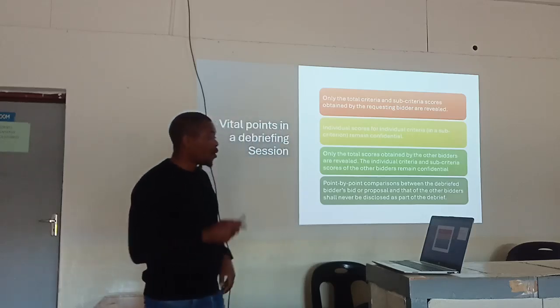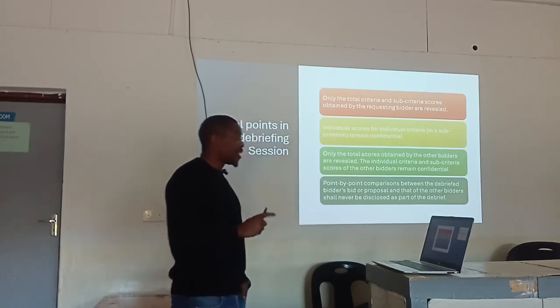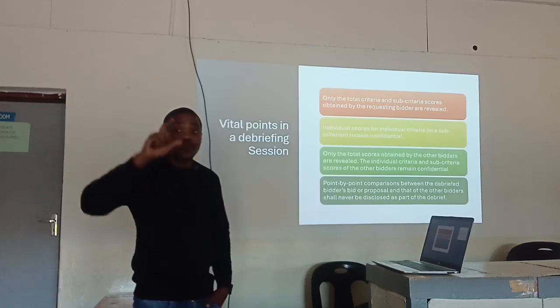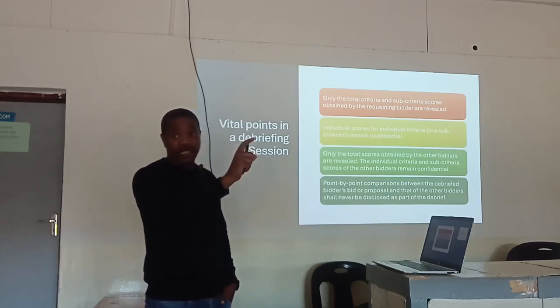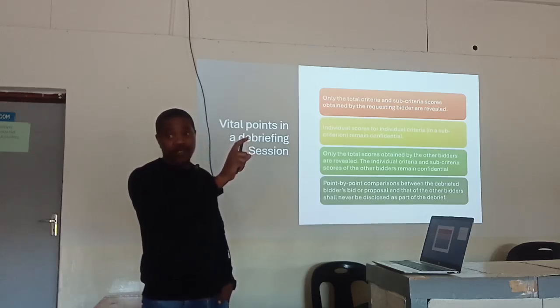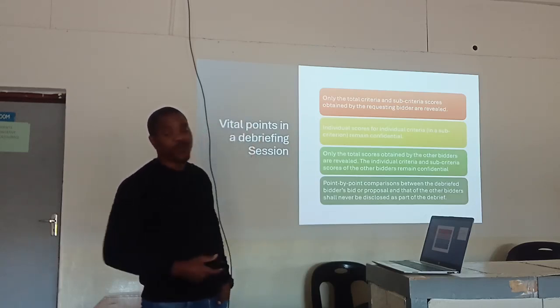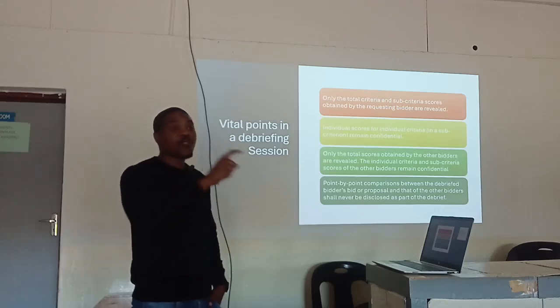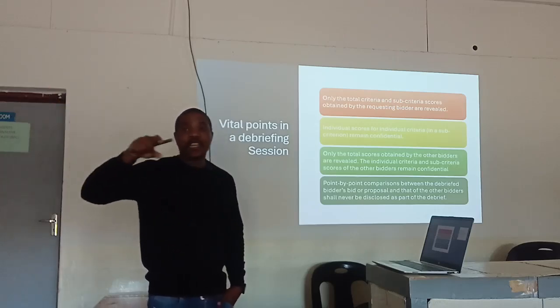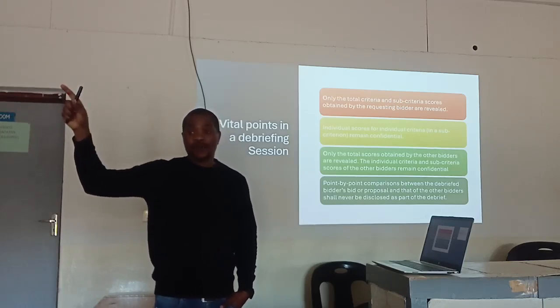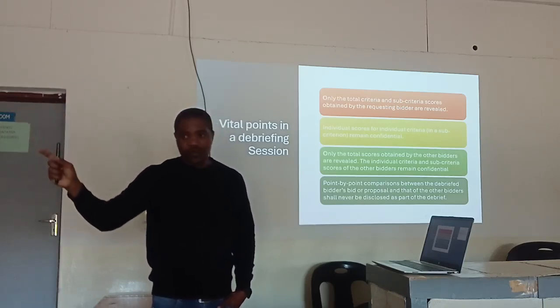So only the total criteria and sub-criteria scores obtained by the requesting bidders are reviewed. So you are going to show them only theirs: this is how you performed. You don't show them how the others performed, because how the others performed is what you have seen in the papers, that the winner is so and so.